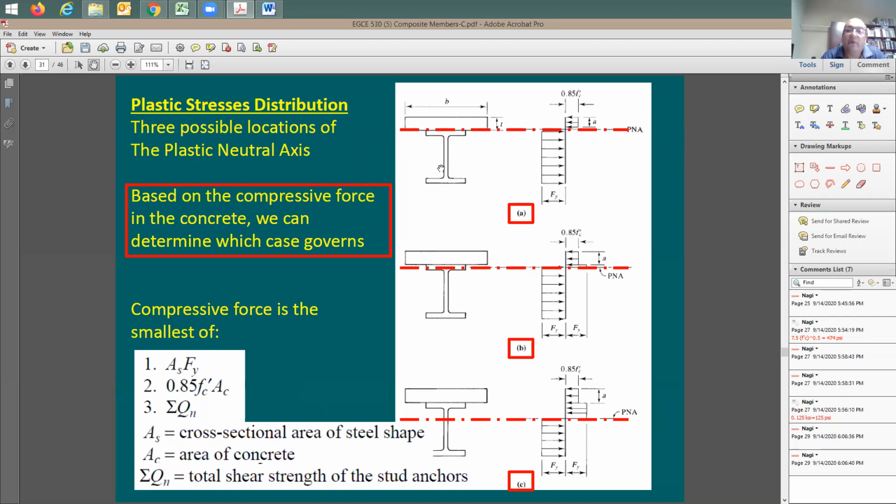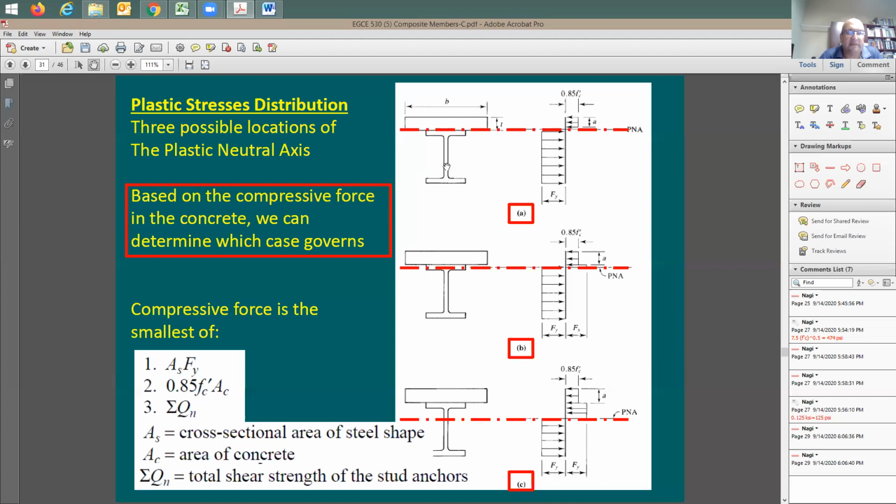Now you look at the 2 numbers. If they're exactly equal to each other, which may not happen, it's going to be very rare, it means the plastic neutral axis happens right at the interface. Most likely, your beam is not going to show this. But if this is one of the cases, the plastic neutral axis is right at the interface. Why? Because compression here is equal to the tension here.